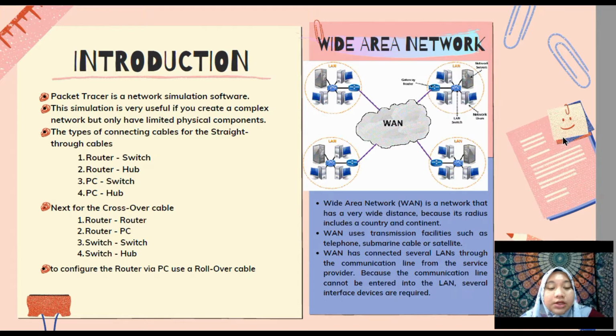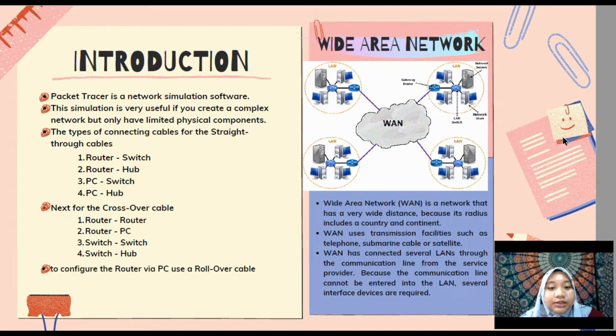The types of connection cable are the straight-through cable: router to switch, router to hub, PC to switch, and PC to hub. Next, the crossover cable: router to router, router to PC, switch to switch, and switch to hub. Lastly, for router to PC, use a rollover cable.